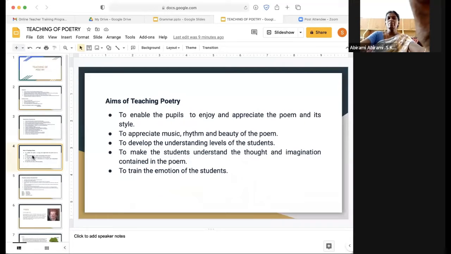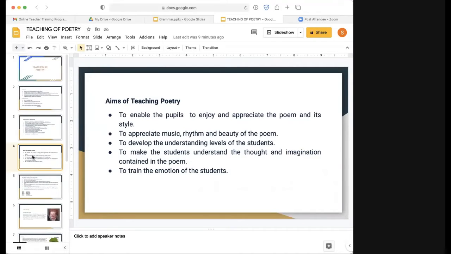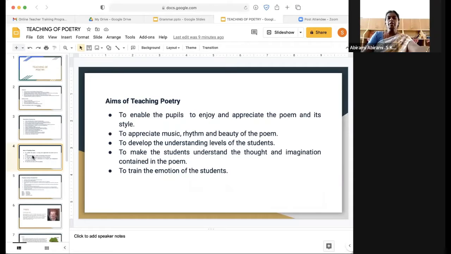Aims of teaching poetry: to enable the pupils to enjoy and appreciate the poem and its style, to appreciate music, rhythm, and the beauty of the poem, to develop the understanding levels of the students, to make the students understand the thought and imagination contained in the poem, to train the emotions of the students.